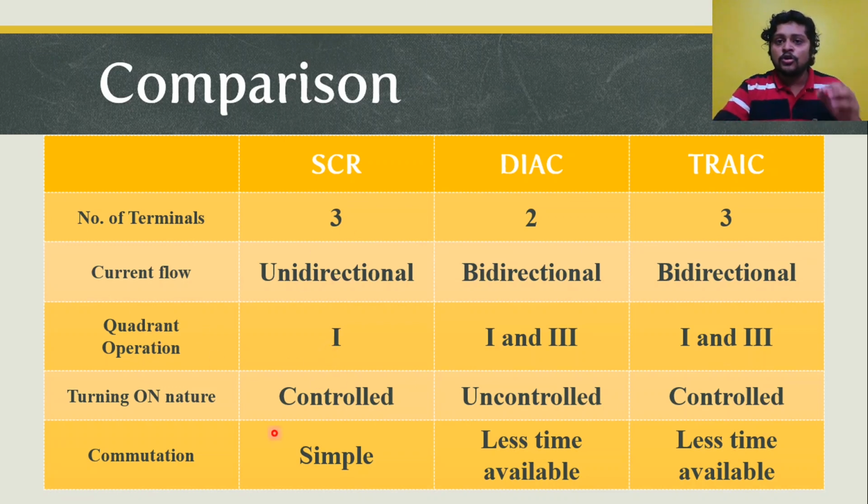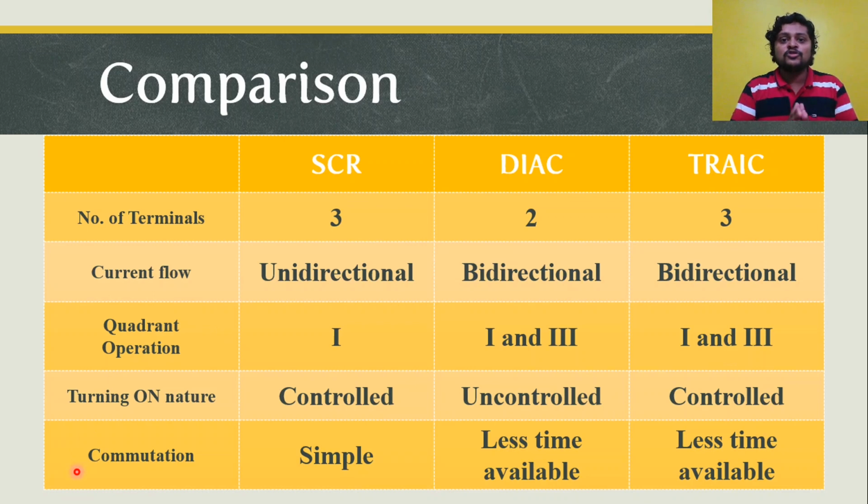Now if you go for the turn on nature, because of the gate terminals, the SCR and TRIAC fall into the controlled category, whereas DIAC, because of the absence of a gate terminal, is an uncontrolled device. Unless and until the forward breakover voltage is achieved, the DIAC is not going to the on state, whereas with SCR and TRIAC, the user can control the turn on point of these devices.